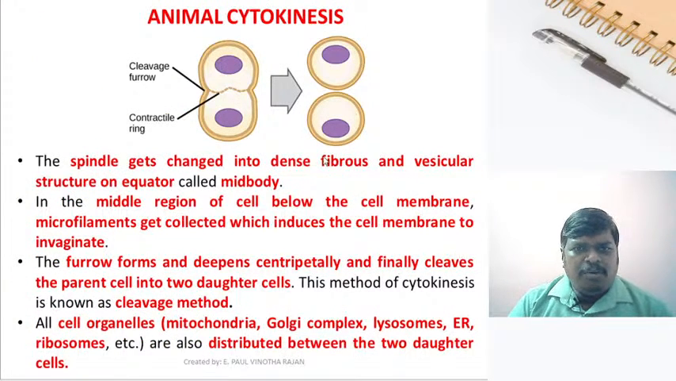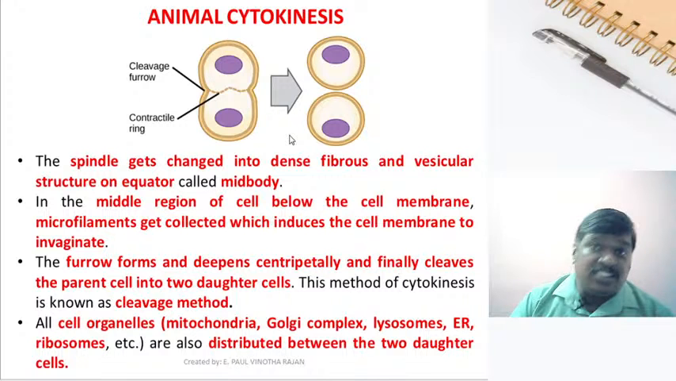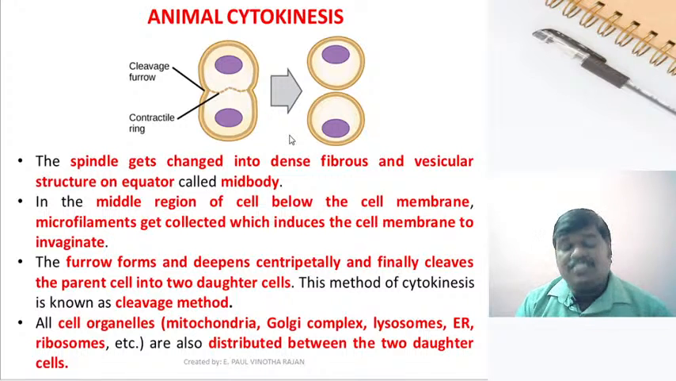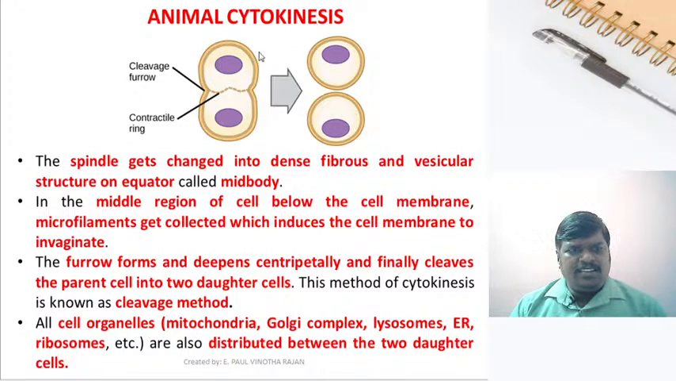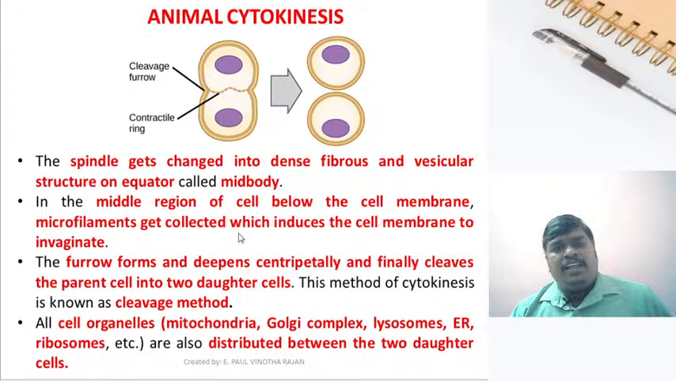And now I am going to explain to you about the animal cytokinesis process. So far what we have seen is called karyokinesis, the division of the nucleus. Now we are going to talk about the division of cytoplasm. In the animal cytokinesis process, the spindle fibers which are formed from the centrioles form a ring-like structure. At the middle, they form a dense fibrous ring-like structure that is called the contractile ring.